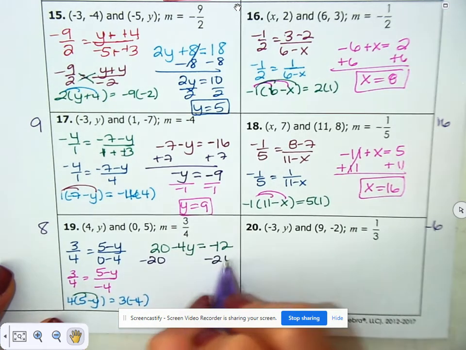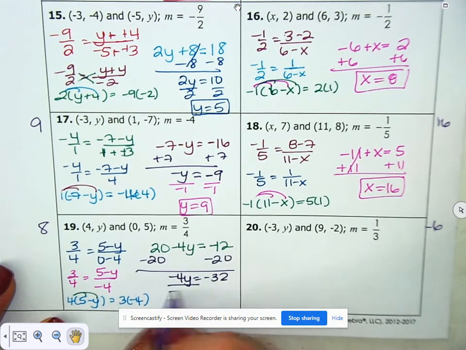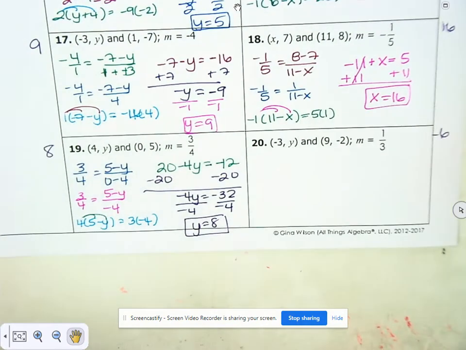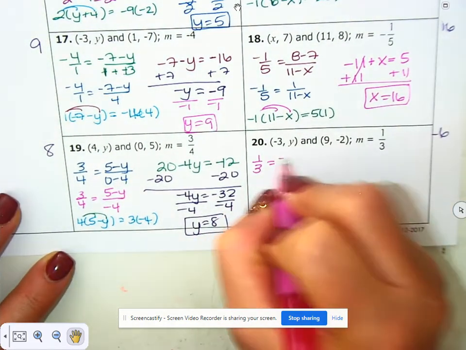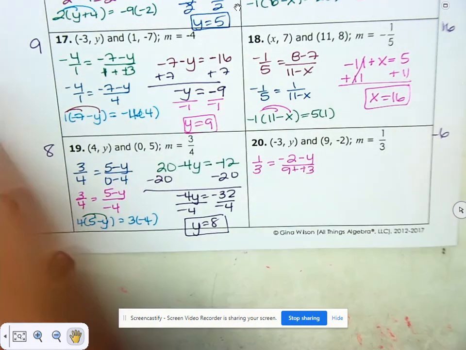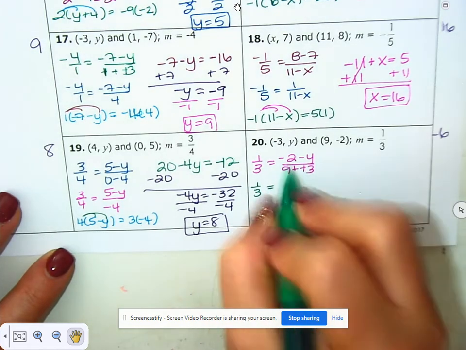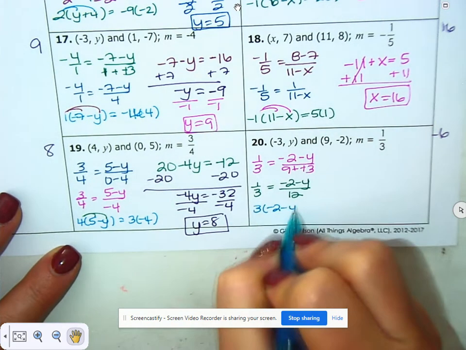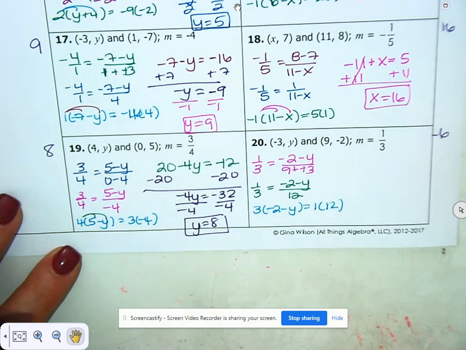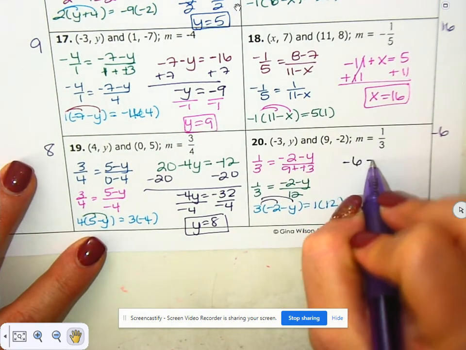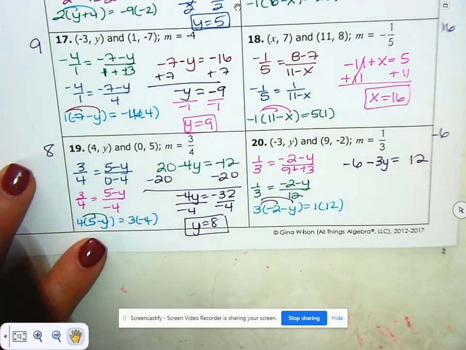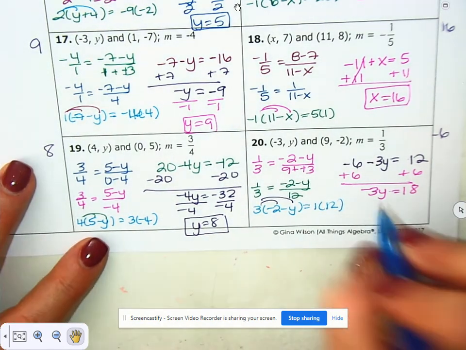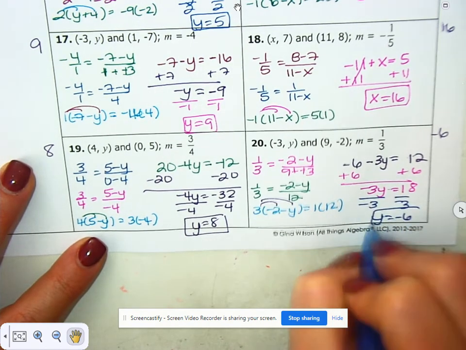Okay, so we're going to move the 20 by subtracting. So that gives me negative 4y equals negative 32. And when I divide by the negative 4, that's where I got the 8 from. All right, so the last one over here, 1/3 would equal y minus y over x minus x. Simplify that, negative 2 minus y over 12. And then cross multiply. We're going to add our 6. So negative 3y equals 18. And then divide by our negative 3. And we got negative 6.